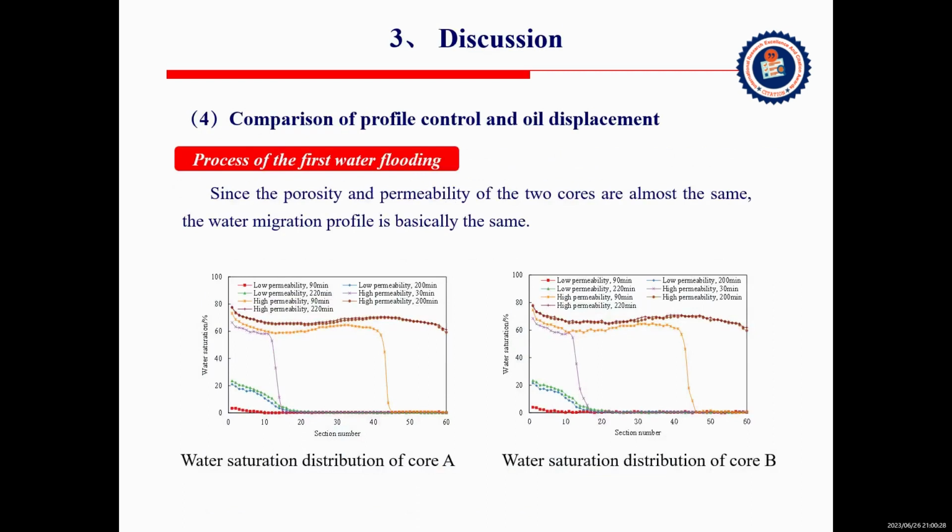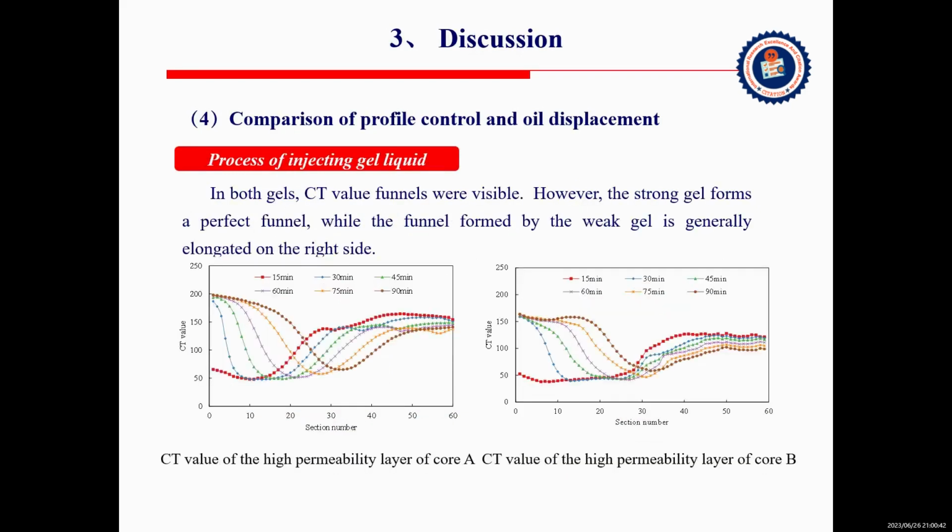In the comparison of the profile control and oil displacement, for the process of the first water flooding, since the porosity and the permeability of the two cores are almost the same, the water migration profile is basically the same in the two figures. For the injection of the gel liquid, in both gels, the CT value halo was visible. However, the strong gel forms a perfect halo, while the halo formed by the weak gel is generally on the right side.